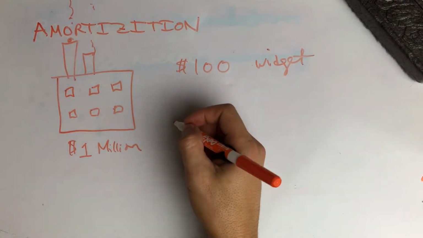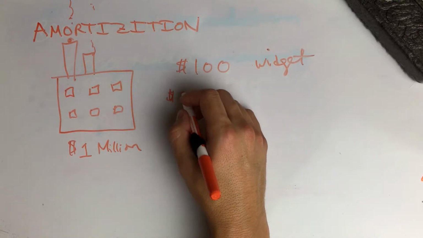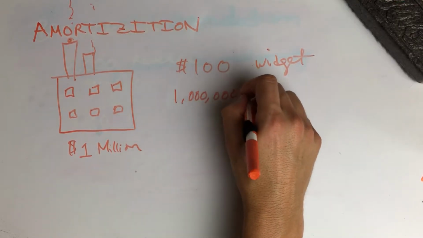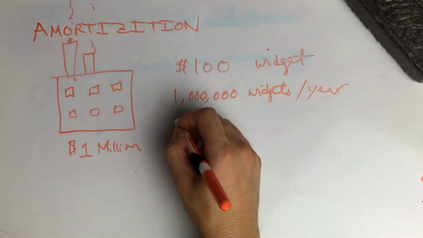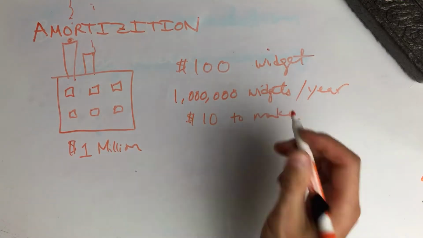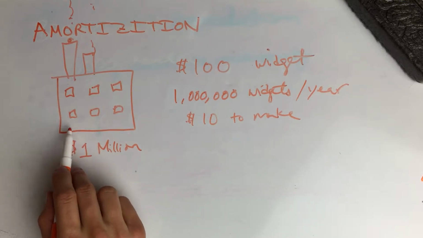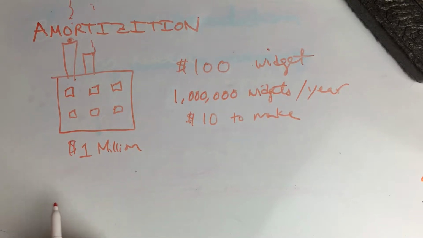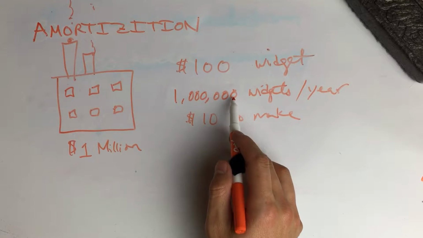However, if this $1 million factory can make, let's just say, 1 million widgets in a year, and each of those widgets costs you $10 to make, should you build this factory? Well, if you amortize this factory over the entire year, rather than thinking about it as a one-time cost, over that entire year, you're going to produce a lot of widgets.